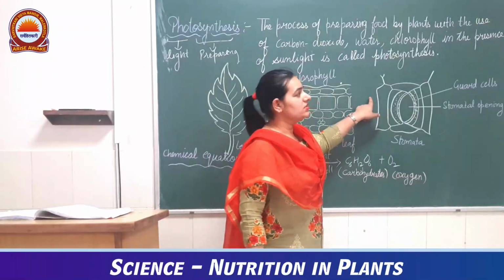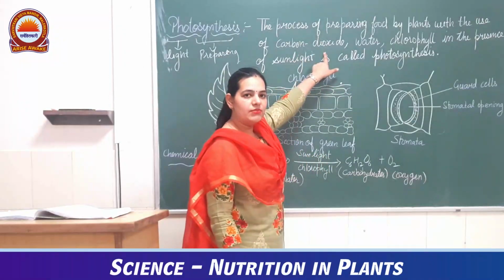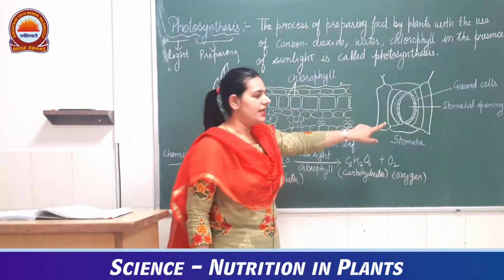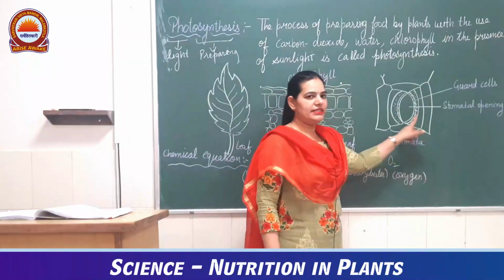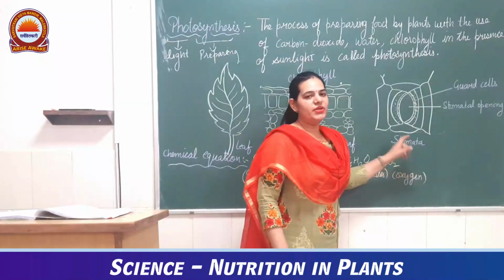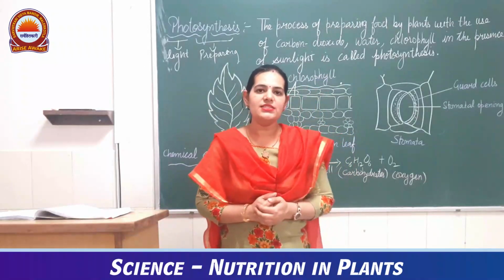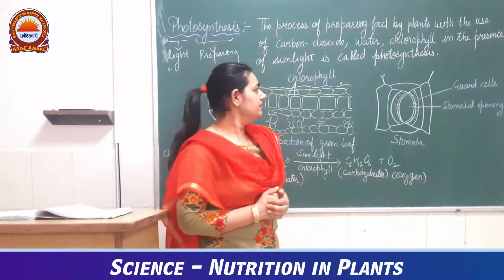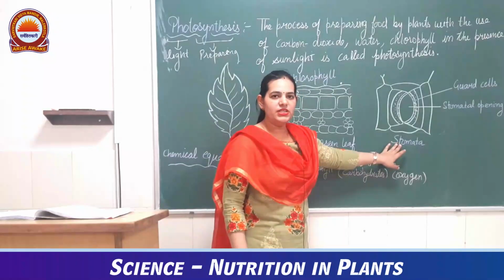And this carbon dioxide, as I was saying that plants need carbon dioxide, enters through this structure, and this is the stomata. What are stomata? Stomata are the tiny holes present on the surface of the leaves.